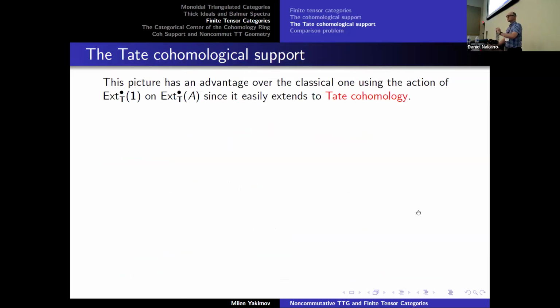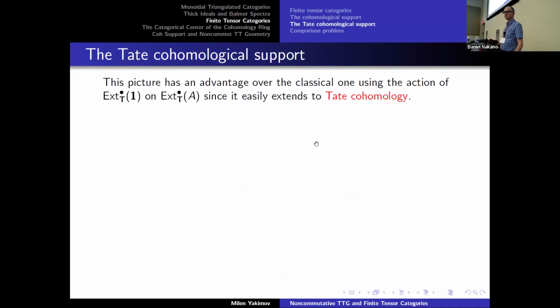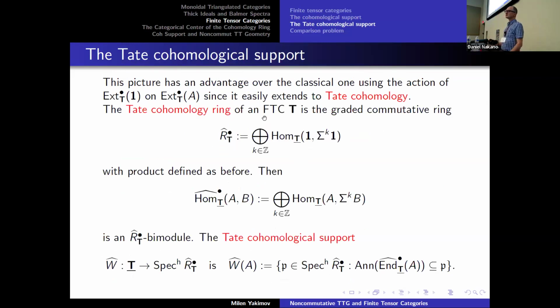Now, the definition in terms of the triangulated category also had the really nice advantage that instead of taking the sum over k greater or equal than 0, we can take the sum over all k. And that's going to naturally give us the Tate cohomological support. So we define the Tate cohomology ring of a finite tensor category to be simply the Hom in T between 1 and all possible positive and negative shifts of 1. And then if we look at the corresponding Hom spaces between A and all possible shifts of B, that's going to become a bimodule. So we define the support in exactly the same way like before. And then it's going to give us a map, I have a typo here, from the objects in T to the closed subsets of the homogeneous spectrum of R hat. So I'm just missing here the closed subsets of this topological space.